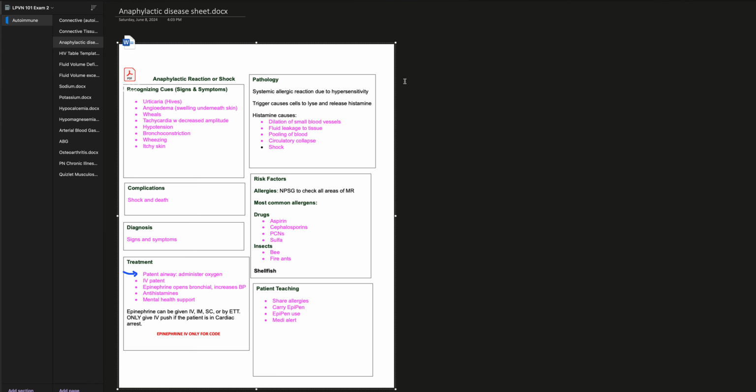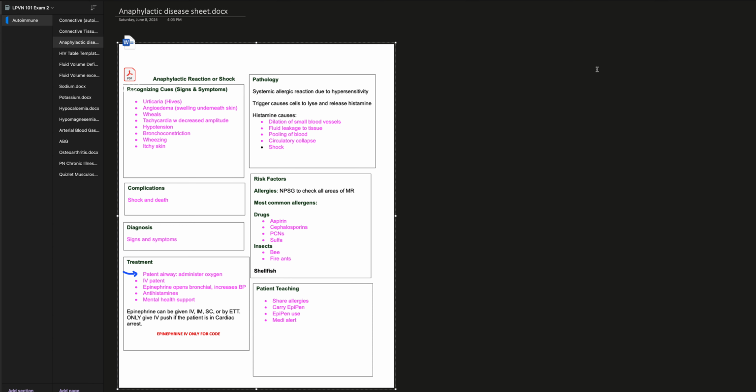Okay, with anaphylactic reaction or shock. So the signs and symptoms, usually it's an allergy. Somebody's allergic to something and they have a reaction to it, okay? So you're going to see hives, which is called urticaria, angioedema, which is swelling underneath the skin, and we really worry if it's near the throat or on their tongue, right? Wheals, tachycardia with decreased amplitude. The normal pulse amplitude is +2. So if something says decreased amplitude, that means +1. If it's above +2, that means the pulse is probably bounding, so +3 or +4.